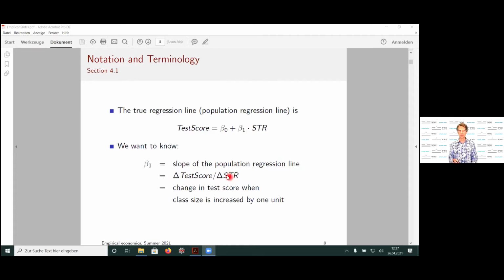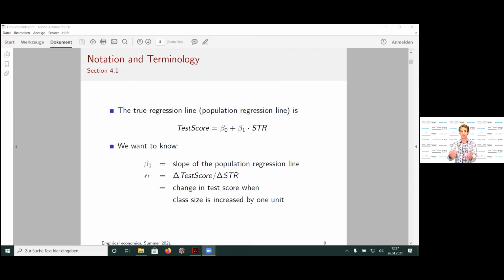So the slope coefficient is just the change in the test score divided by the change in the class size. In other words, the slope coefficient tells us the change in the test score when the class size is increased by 1 unit. So if beta 1 is positive, that would mean that increasing the class sizes would improve the test results. That's not really plausible. What we expect is beta 1 to be negative.